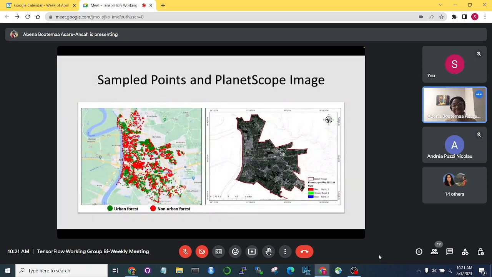Okay, so the image on the left shows a spatial distribution of the sampled points I captured. You can see that it's quite evenly distributed across the study area. And the image on the right shows a 4-band PlanetScope image for May 2022.